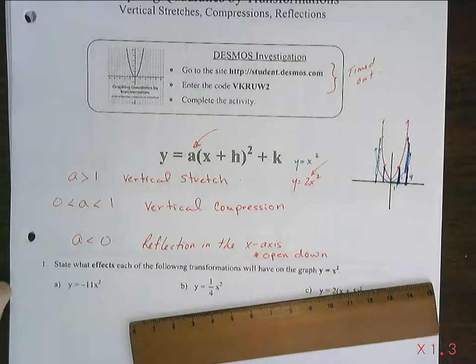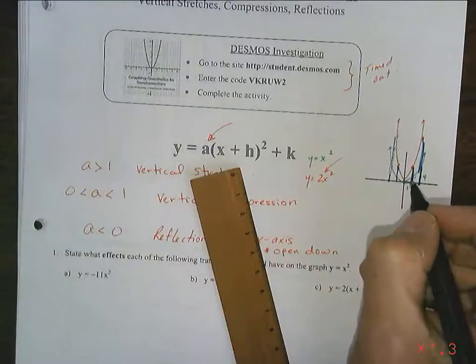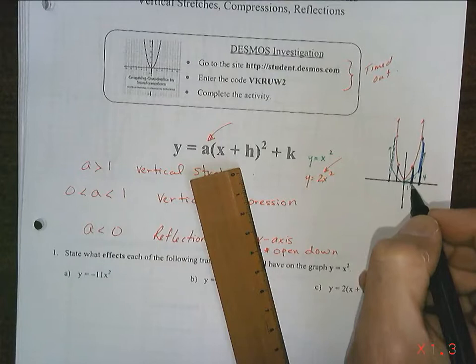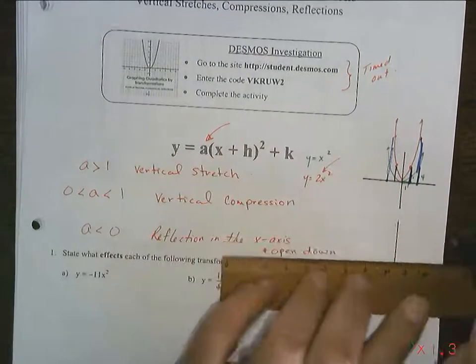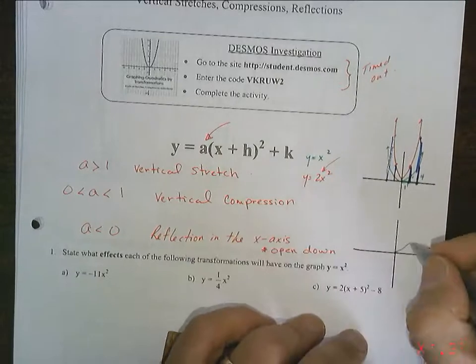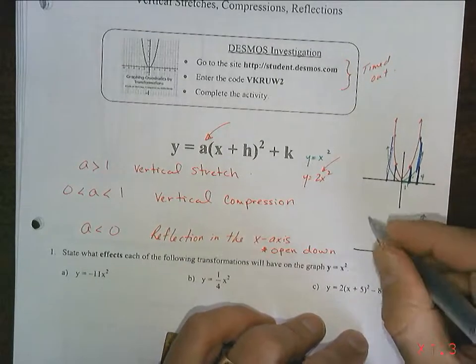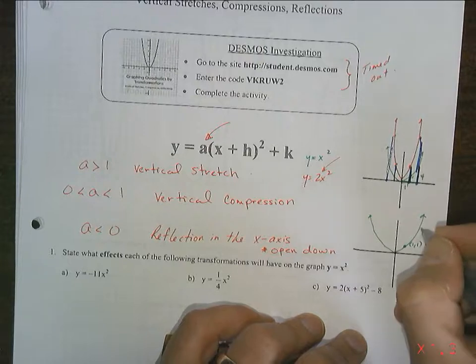When we talk about a vertical compression, what's happening is that this distance, we're not going up as high as we would, so we're only going up part of the distance. So if I show you, if I have a curve y equals x squared again, it's going to go over 1, up 1. It's going to go over 2, up 4.